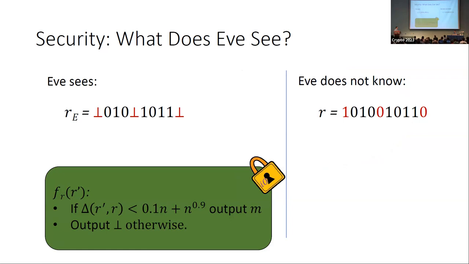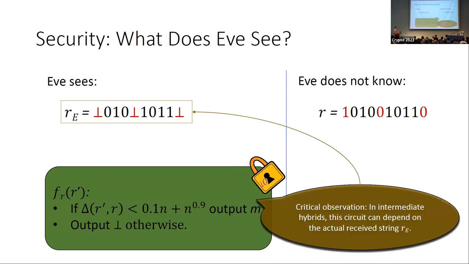So actually, let me go back real quick. So what does Eve see? Eve sees some erased version of this string R and this IO function, Hamming ball function. And our critical observation to make IO work is that in intermediate hybrids, the circuit can actually depend on this received string R sub E. And what we're gonna do is we're gonna consider the indices where there's an erasure. So S sub bot is the set of indices where there's an erasure. And S sub 0,1 is the complement.